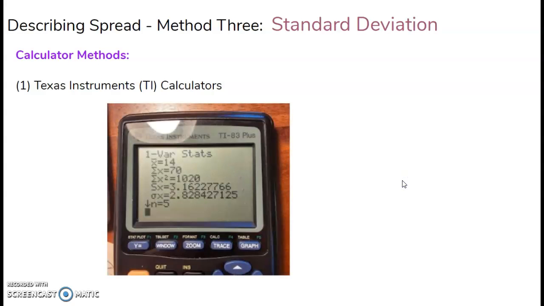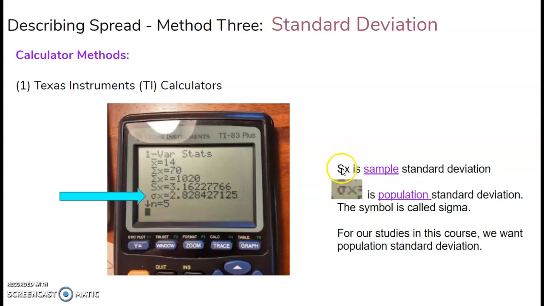Here's a snapshot of mine. There's a lot of stats going on in here. This is the mean up here. This is the sum of the values. Here's the sum of the squares of the values, etc. We're going to be focusing on this one right here with a strange little symbol.